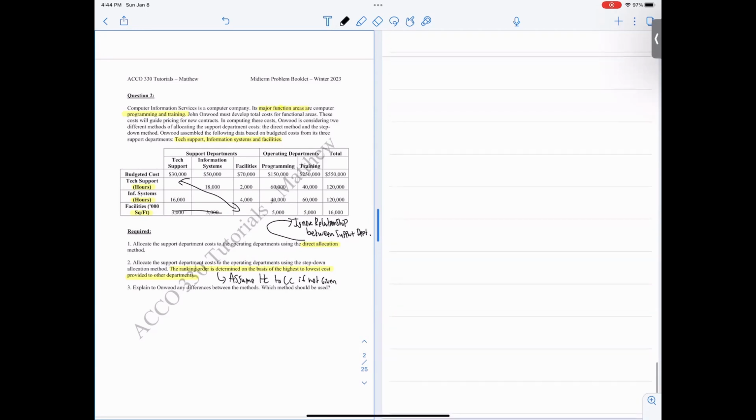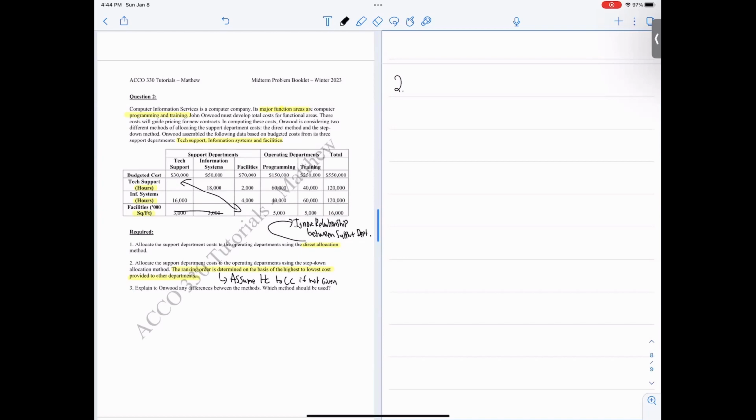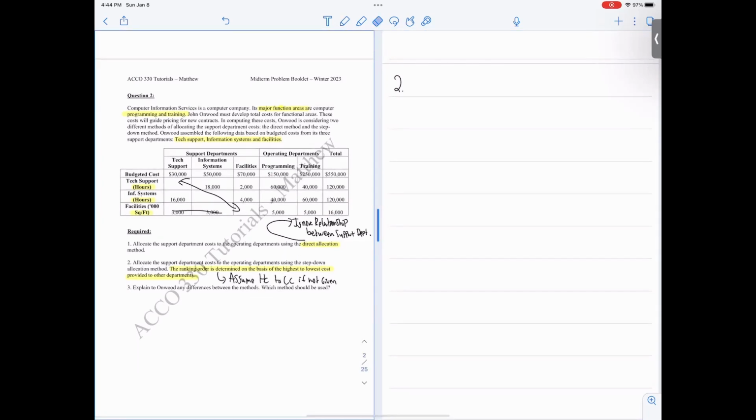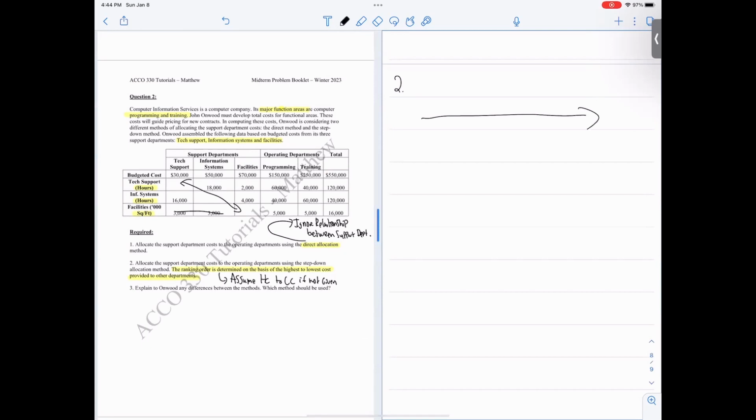Now, sorry for that rant, but let's get into required 2. Required 2 is to do the step down method. Now, guys, it's based on the highest to lowest cost, so we have to build our board. We're taking that ranking into account because remember, when we're allocating from support to operating, we're following left to right. We're allocating based on that ranking when doing the step down method.